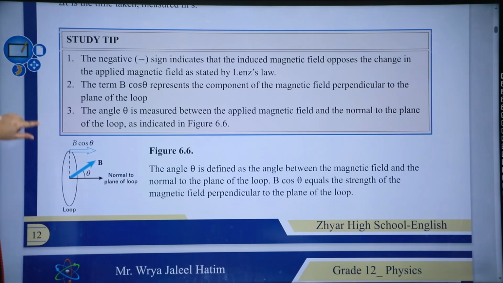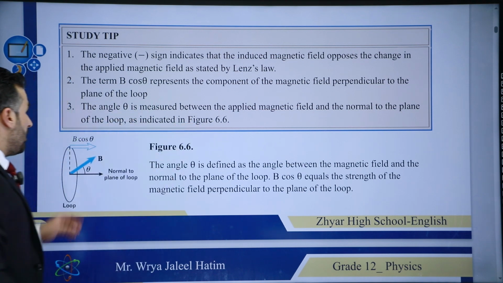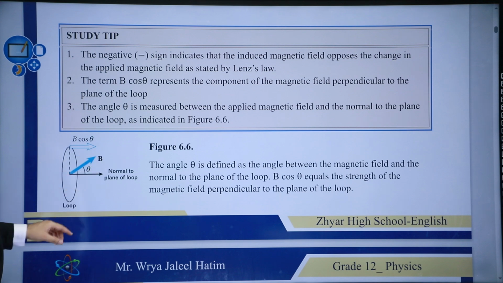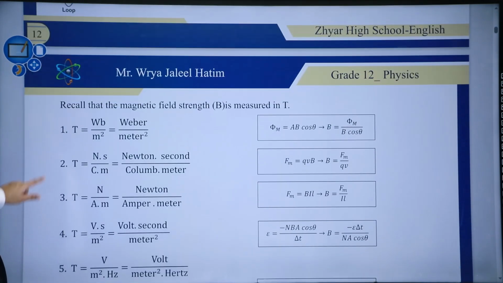And then we have one more thing. The angle theta is measured between the applied magnetic field and the normal to the plane of the loop, as indicated in this figure right here. And of course, we have just mentioned that one here.